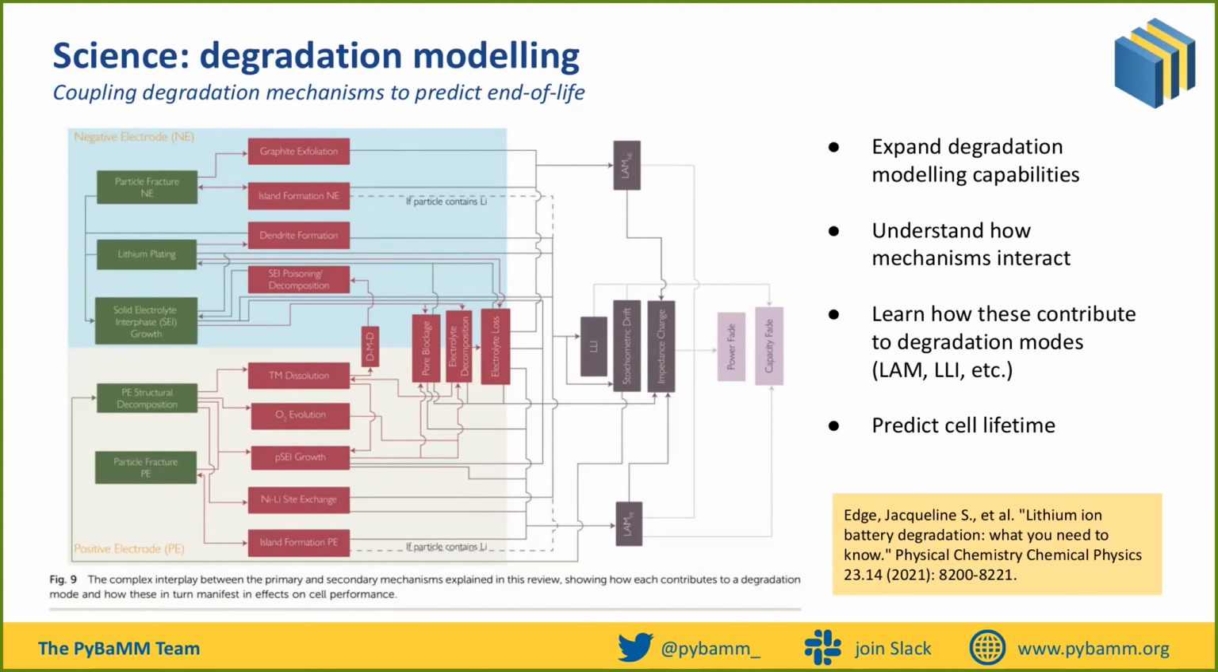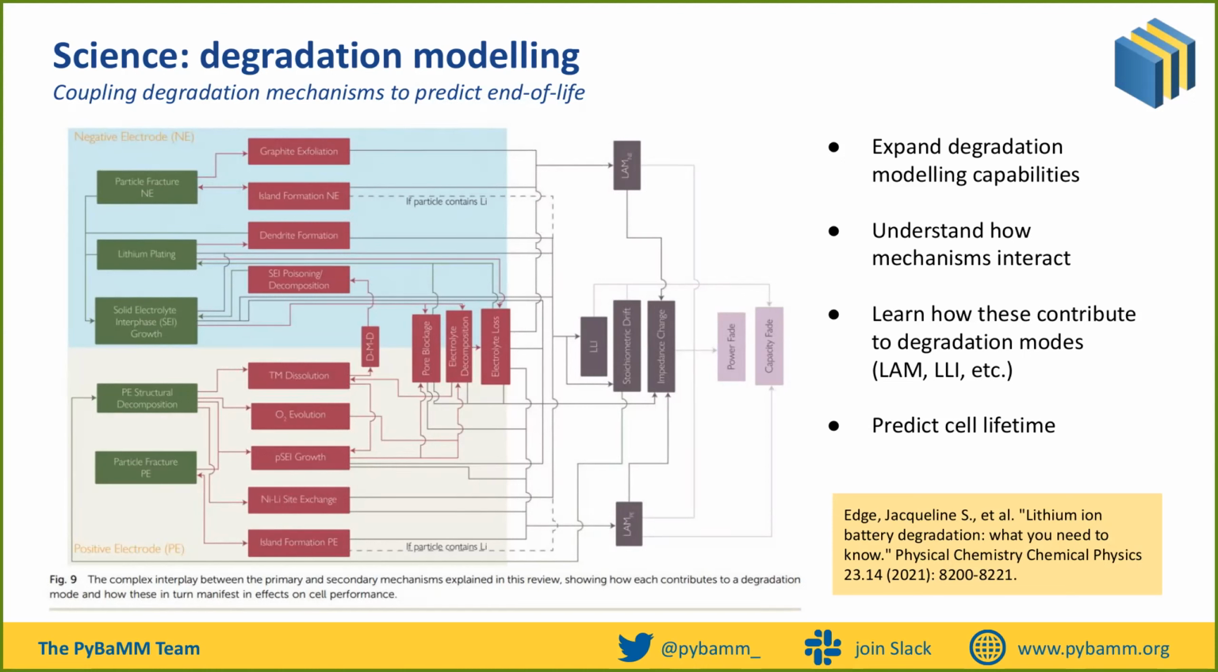lead to different degradation modes, such as loss of active material or loss of lithium inventory. And is the way I use my cell, can I map a different path through this kind of degradation space? So, if I take this image on the left, what are all these different interactions that are happening and where do I end up? How does my cell die?